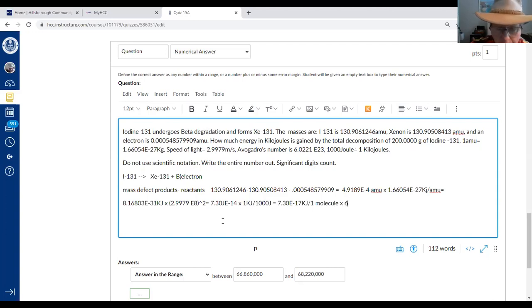Times 6.022e23 molecules per mole, and this gives me 4.40e10 kilojoules per mole.